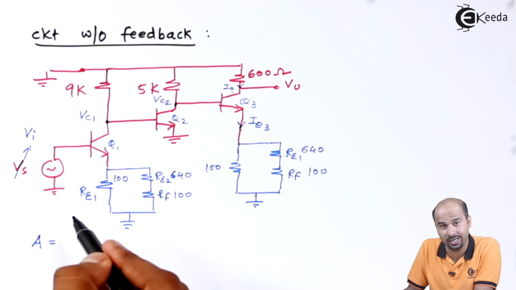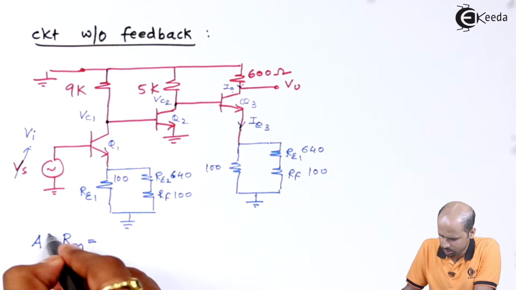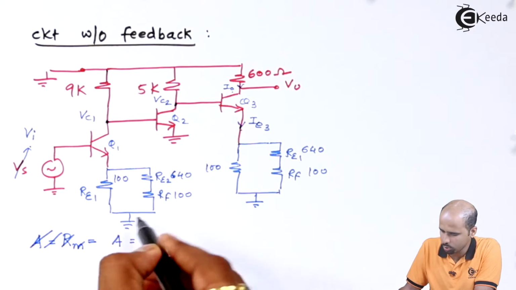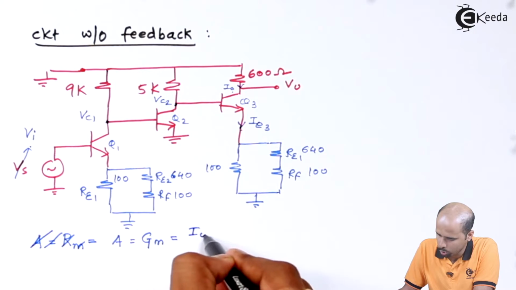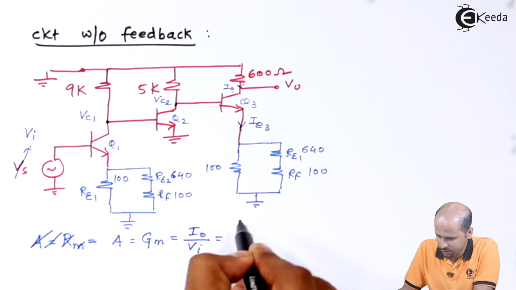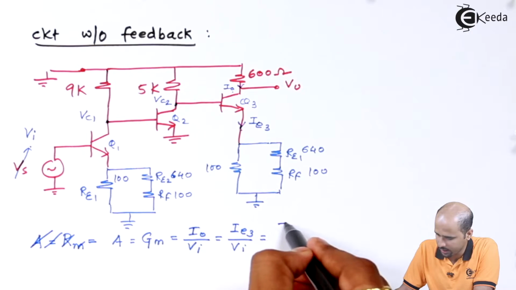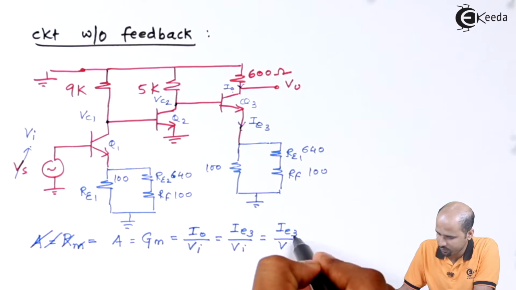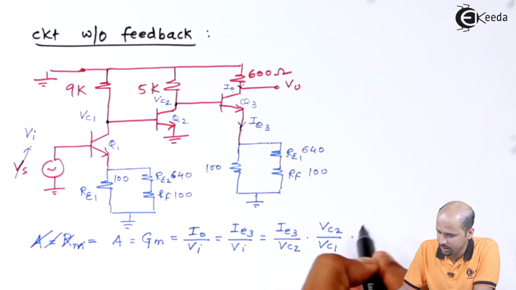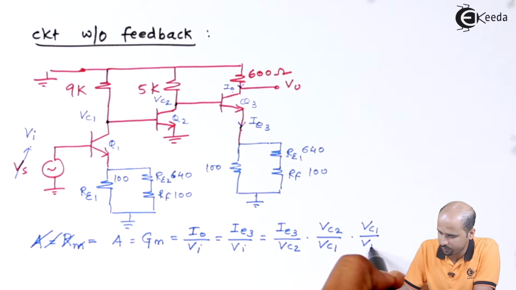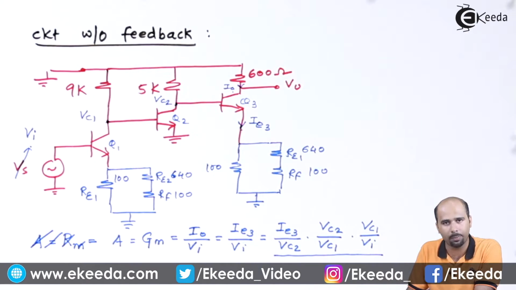A is nothing but, rather it is nothing but GM, not RM. GM is equal to the value IO divided by VI, which is equal to IE3 divided by VI. Now I will bifurcate this into a few parts, that is IE3 divided by VC2 into VC2 divided by VC1 into VC1 divided by VI. Once we get all these three values, we are done with the A part.